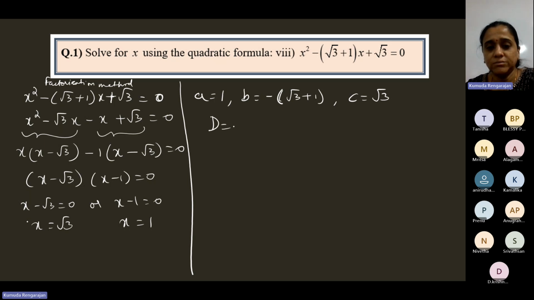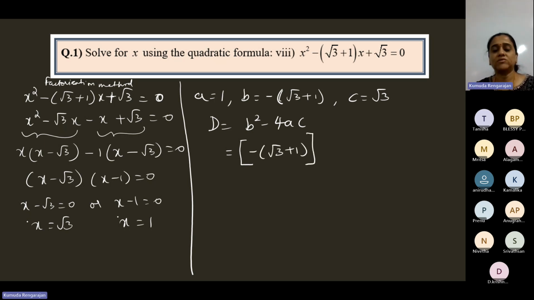Yeah, so what is D? B squared minus 4AC. Please listen to me. So B squared, this is B. This one is B. See, this is B. Minus of root 3 plus 1 is B. B squared minus 4AC, minus 4 into 1 into root 3.